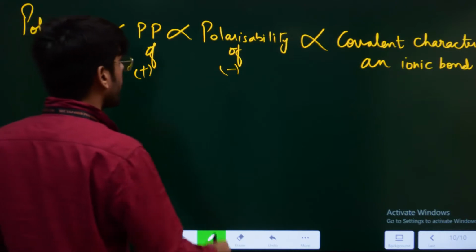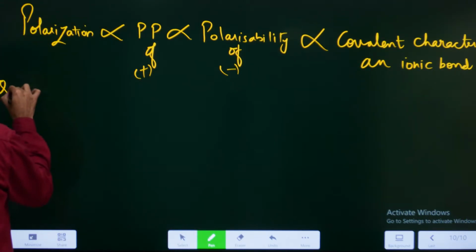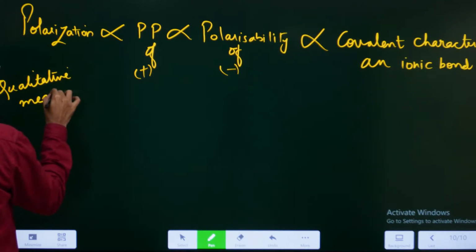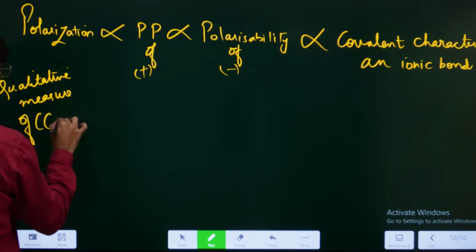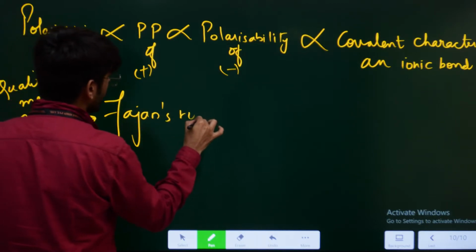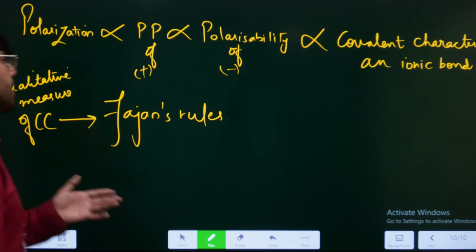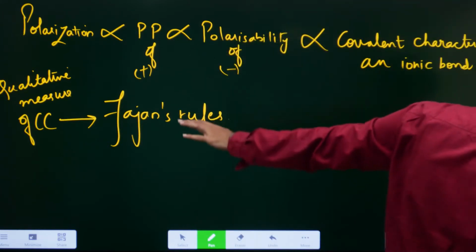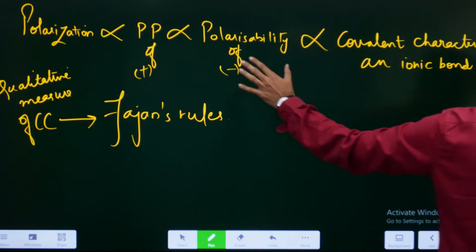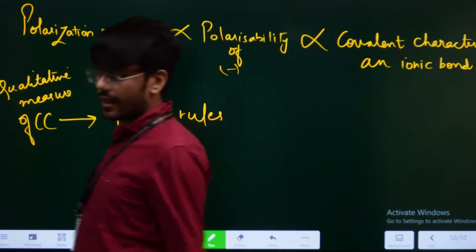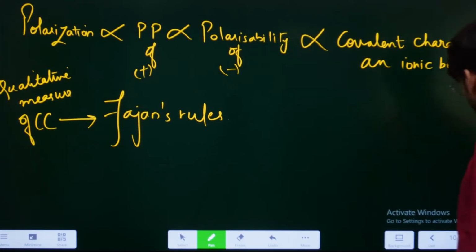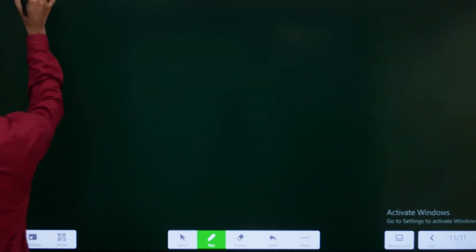And this is basically the qualitative measure of covalent character, which is based on Fajan's rule. This is what is said by Fajan. Polarizability, polarization, and polarizing power are the words used by Fajan. Tell me if this is clear.